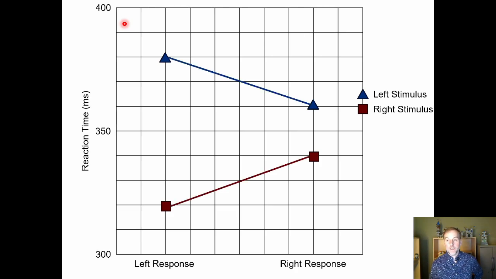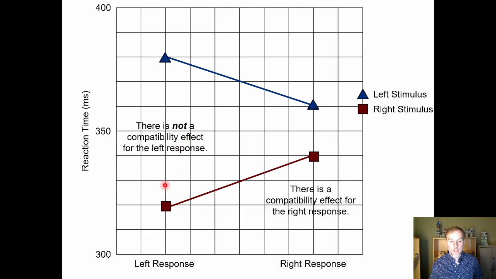We connect our like stimuli together with lines, and then finally we get to the question of, are there compatibility effects? And here it's probably a little harder at first glance because I haven't added labels. But if we look here, this is a left response to a right stimulus. That's the contralateral mapping. It should not be faster, so we conclude there is not a compatibility effect. Over here, the faster condition is the right stimulus, right response. Well, that's ipsilateral. That's supposed to be faster. So yes, there is a compatibility effect for the right response.